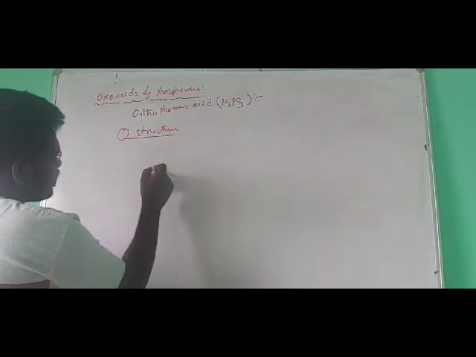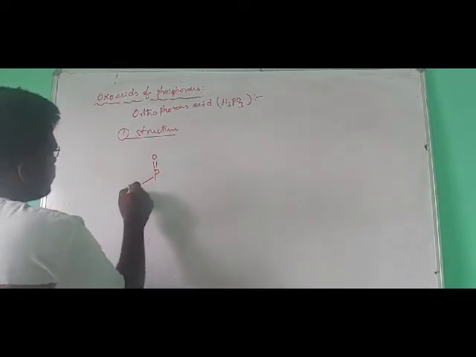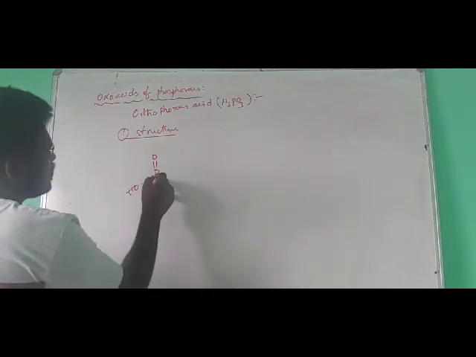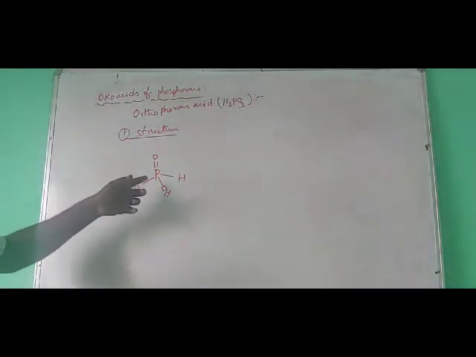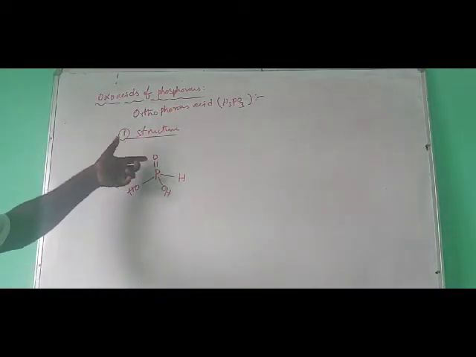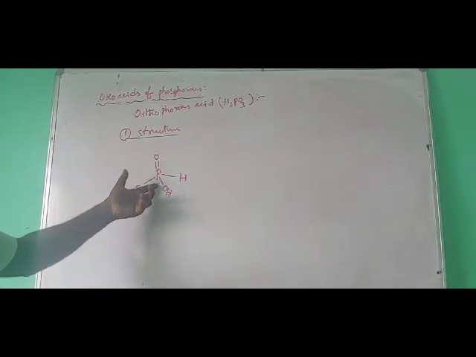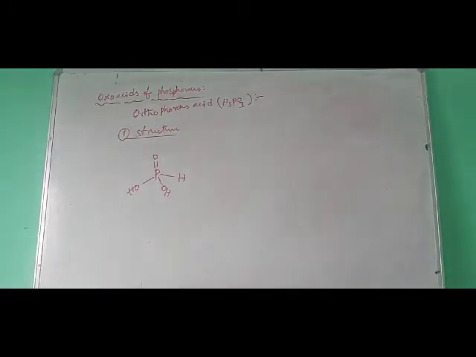First, structure. So now here phosphorus is present, and there is a double bond with oxygen, and next one here an OH bond present with phosphorus, and one more OH, and this is hydrogen. So now here phosphorus is connected with O with a double bond, and two OH groups with single bonds, and hydrogen with a single bond. So this is the structure of H3PO3, orthophosphorus acid.